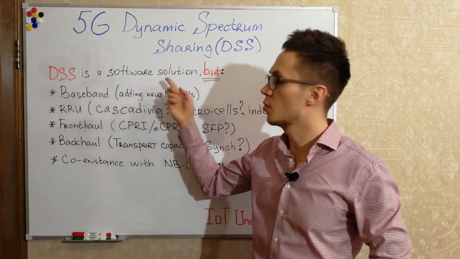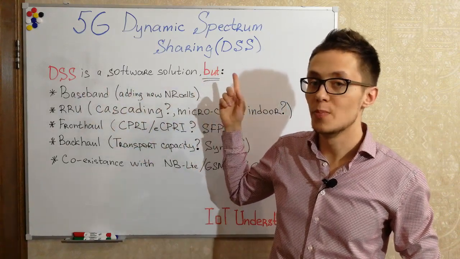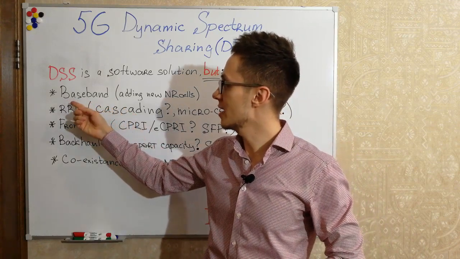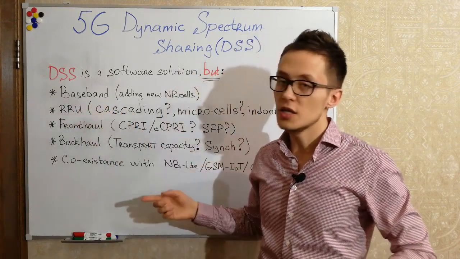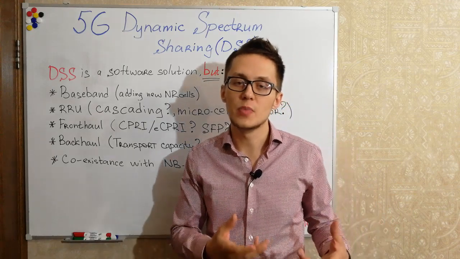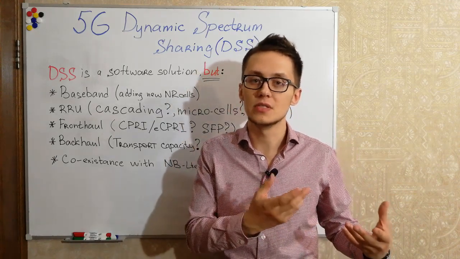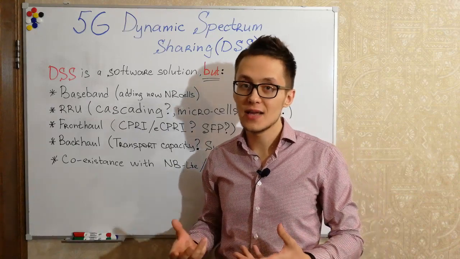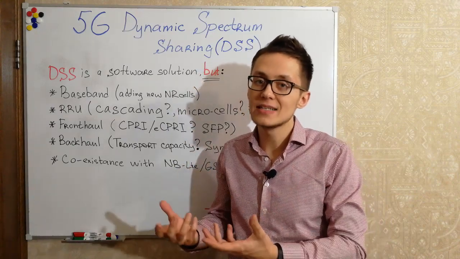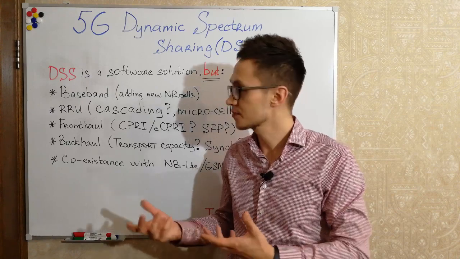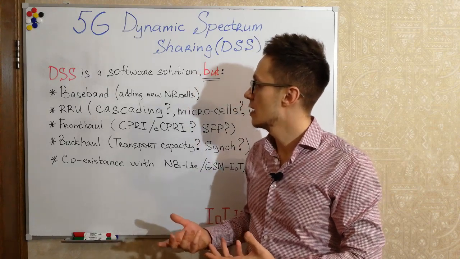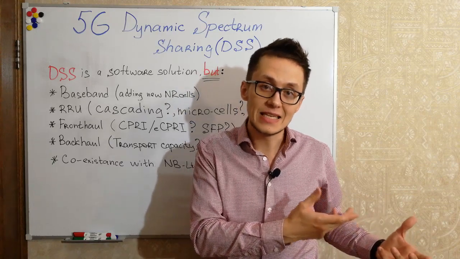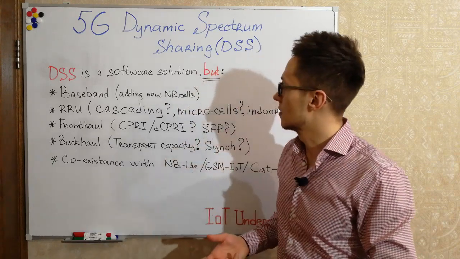So let's start with the base station. DSS is a software solution, that's true, but it's better to check the baseband. Does your vendor baseband support DSS? How many new NR cells may be added to that baseband? How many cells may work in DSS mode?